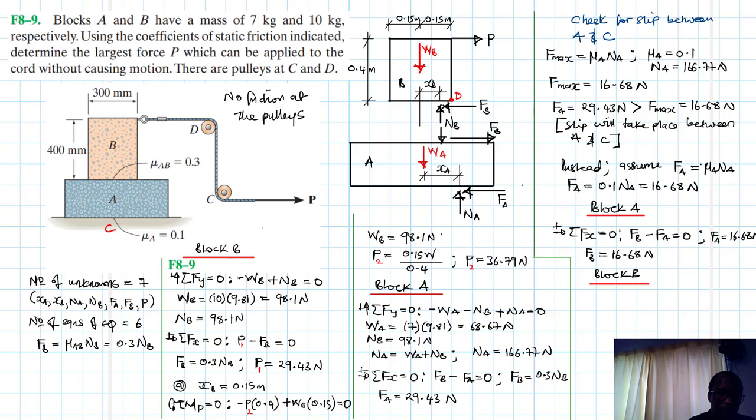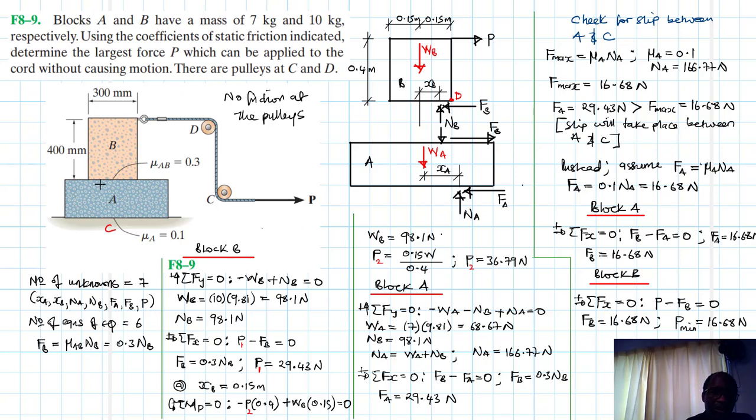This is block B. Again, we're just interested in the summation of forces in the X. So summation of forces in the X equal to 0. In the Y, nothing changes. So here we are just saying it's P minus FB equal to 0. And we know that FB is equal to 16.68 newtons. Therefore, P minimum will be equal to 16.68 newtons.